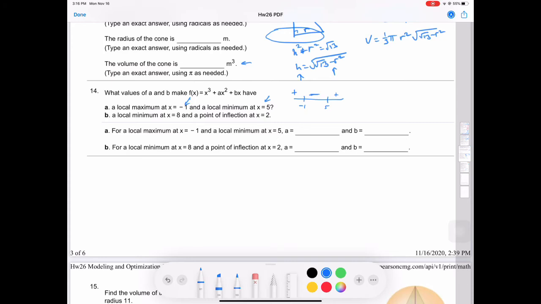Okay, so let's go ahead and take the derivative of what they have. F prime would be 3x squared plus 2ax plus b, and we want this to be equal to 0 at -1 and 5. So find the values of a and b for this function that has a local max at -1 and a local min at 5. I took the derivative and I'm looking at the critical points. When does this equal 0? So 3x squared plus 2ax plus b equals 0.